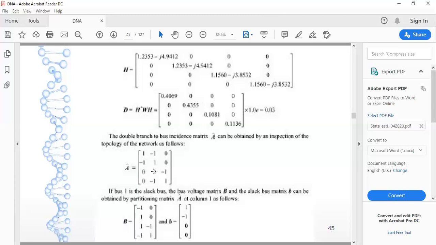Second one, that is current is leaving from bus number 2, hence it is 1, and it is entering into bus number 3. So that is equal to -1. And this will be nothing but 0, -1 and 1, because this power is flowing from 3 to 2.